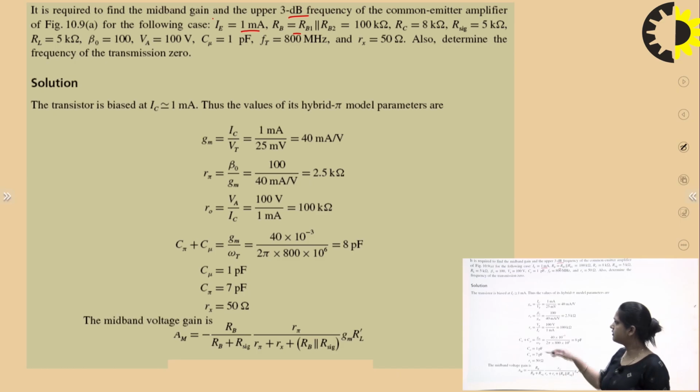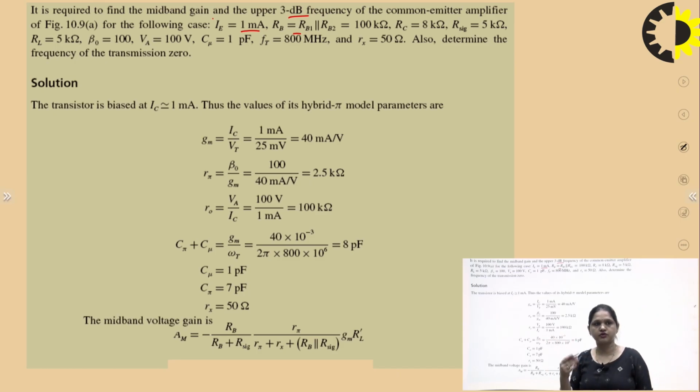So first of all, we have to do the DC analysis, because for the pi model we have to calculate the DC parameters. Here IE is given, that can be equated with IC, that is 1 milliampere. In the pi model, we have to calculate the value of gm, R pi, and ro, then only we can draw the pi model. So to draw the pi model, these three values we have to calculate.